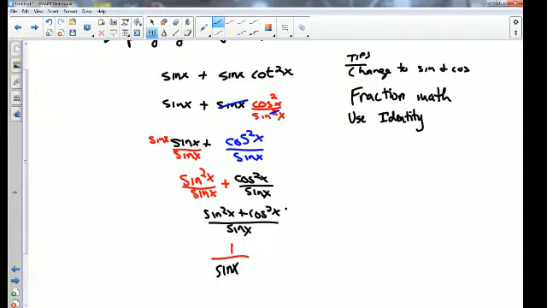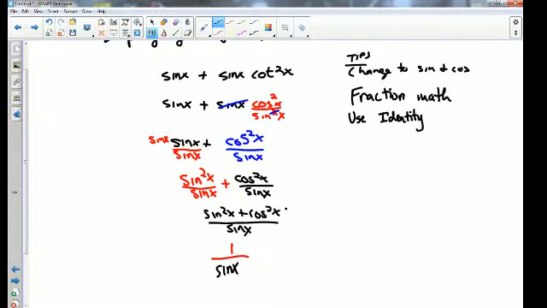That's the third tip I can give you. What's sine squared plus tangent squared? Yeah. There's no identity for that. So change to sine and cosine. We did some fraction math. We've used an identity. But we're going to use another identity to finish it off.